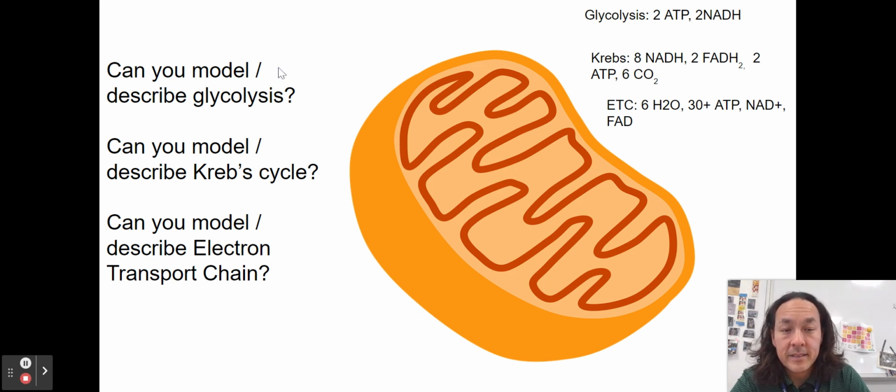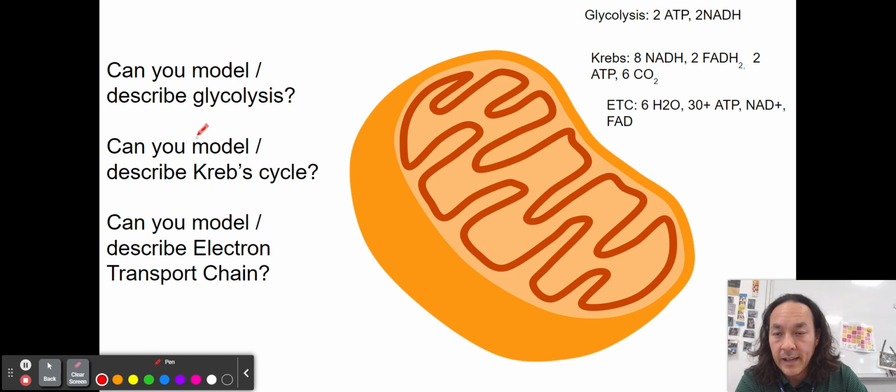Glycolysis is going to happen on the outside of the mitochondria, in the cytoplasm or the cytosol. In glycolysis, the word lysis means to break, and glyco stands for sugar, so we're going to break the sugar in half. And so here you're going to take glucose. You're going to use 10 enzyme-mediated steps to make 2 ATP, 2 NADH, and 2 pyruvates.